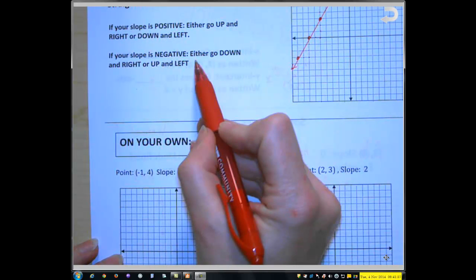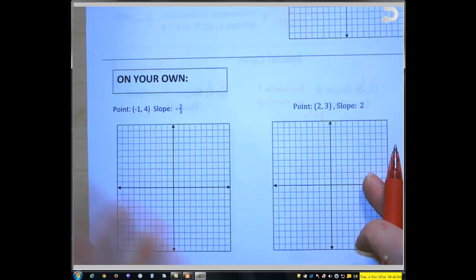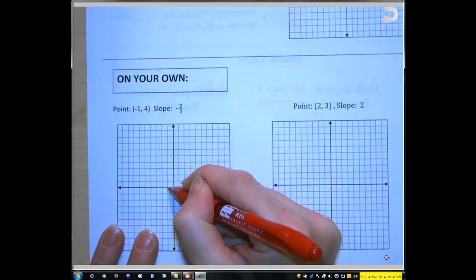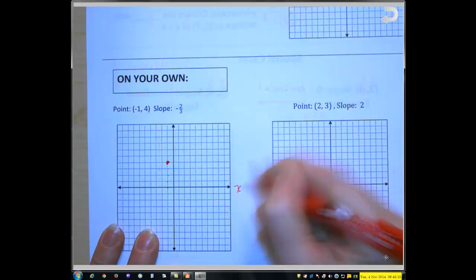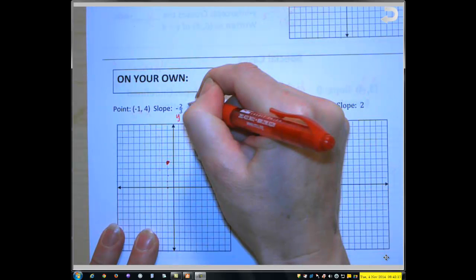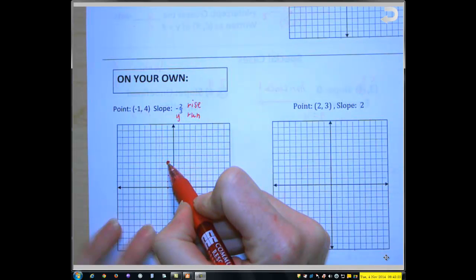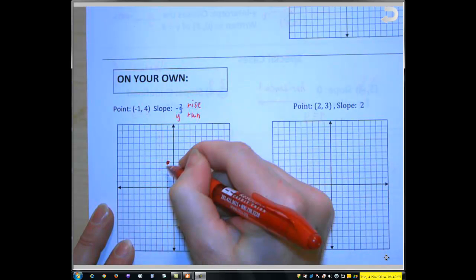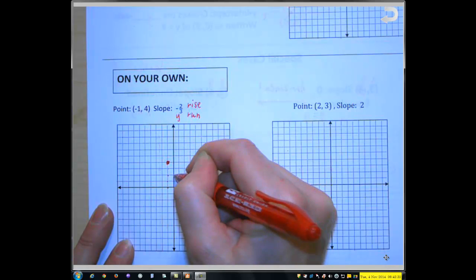For a negative slope, we can either go down and right, or we can go up and left. Okay, so we start by graphing the point that they've given us. Negative 1, 4. Those are the x and y axis. Our slope is our rise over our run. So we put our pen on the point that they've given us. And for a negative slope, we can either go down 2 and to the right 3.